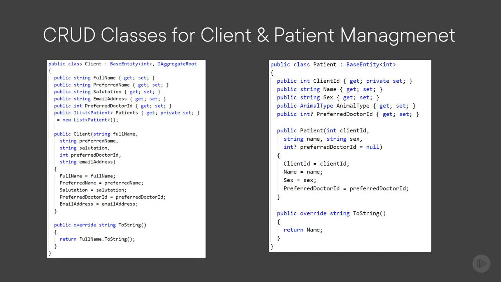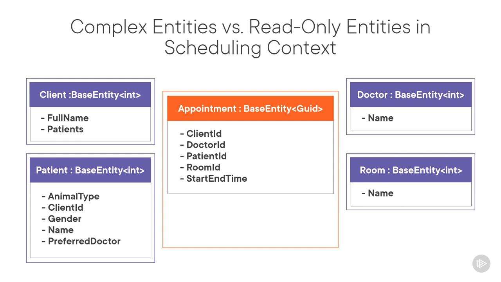For comparison, look at the CRUD classes for patient and client in the other bounded context. They are very simple. They don't inherit from our entity base class, and most interestingly, their ID properties are integers. We'll let the database assign the IDs when we create these classes, so these classes are not designed using domain-driven design. Now let's go back to the appointment scheduling context.